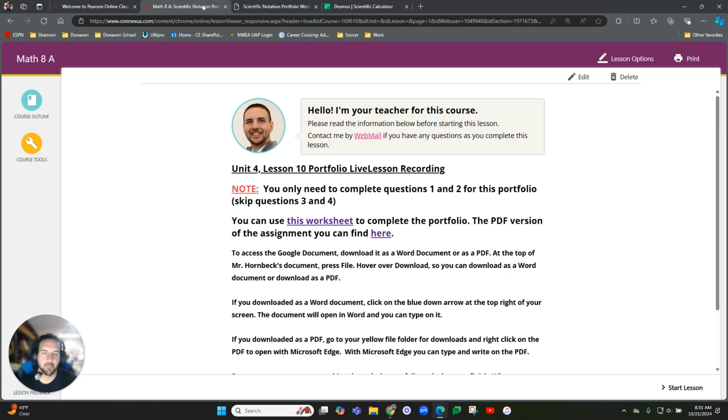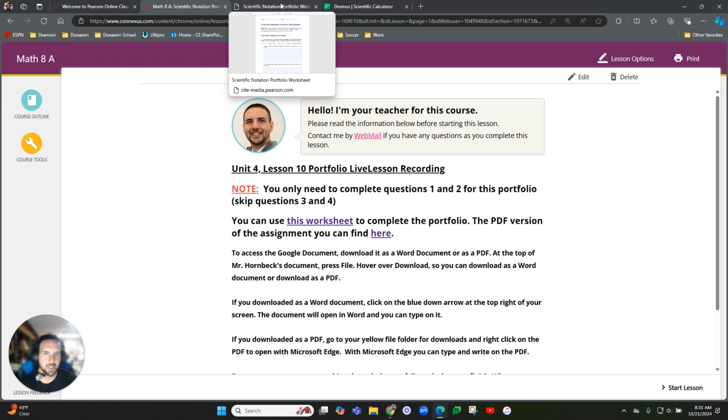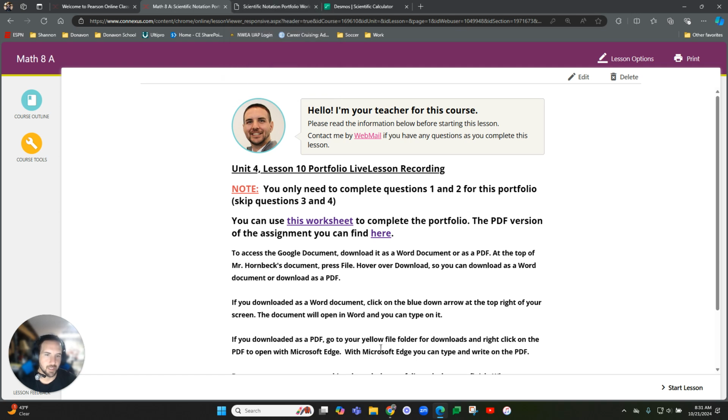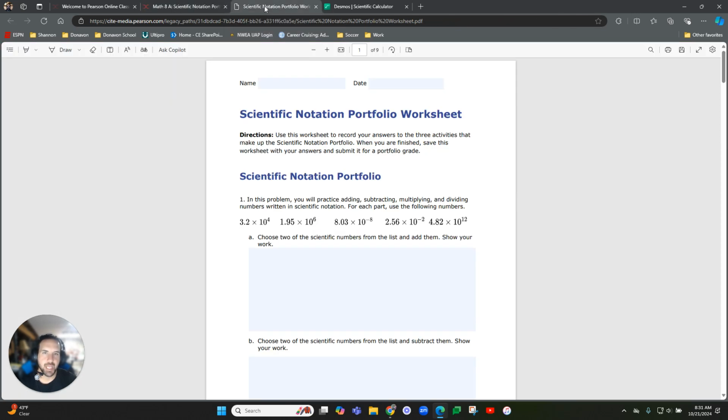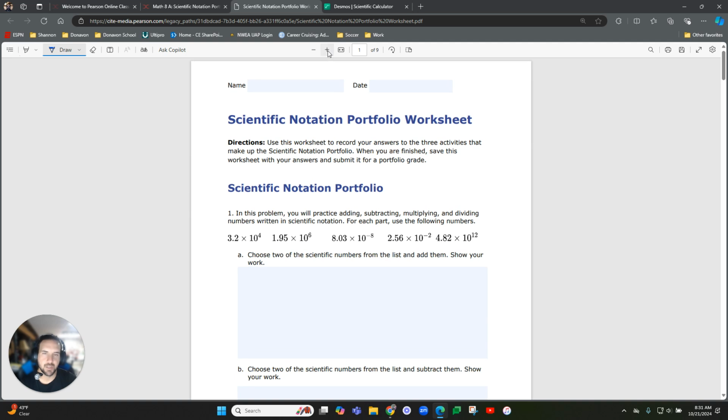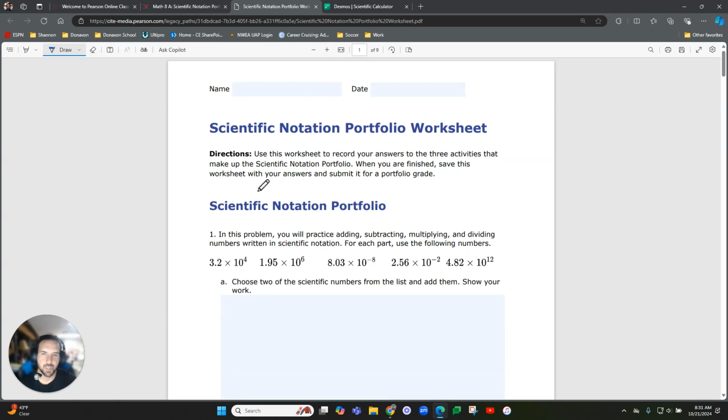However, what I would recommend is to just do the regular assignment. This is the assignment here. It's a PDF, and it says all this down here as well: you probably want to open it in Microsoft Edge. The reason is that Microsoft Edge gives you the tools to type in it, to draw in it, to highlight, whatever. That's what I use in live lesson whenever I'm drawing. So I would recommend using Microsoft Edge to edit this.